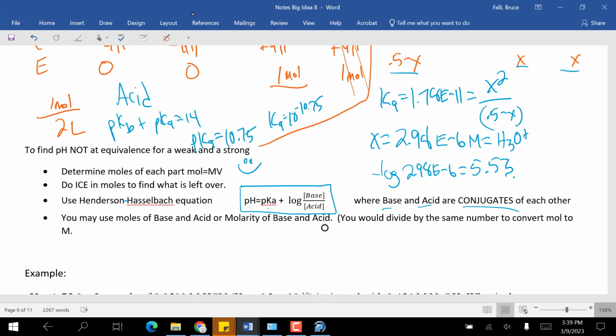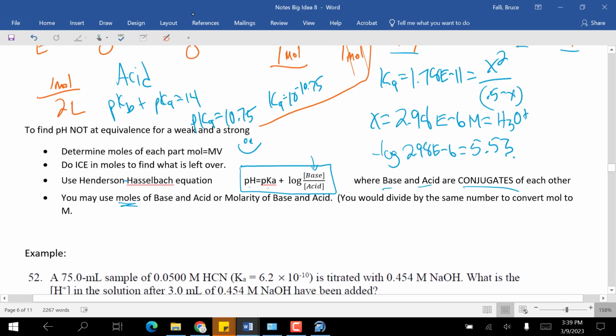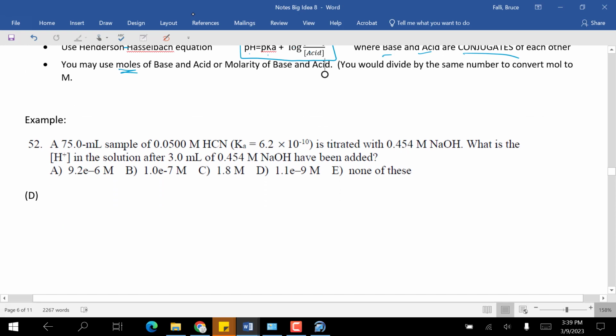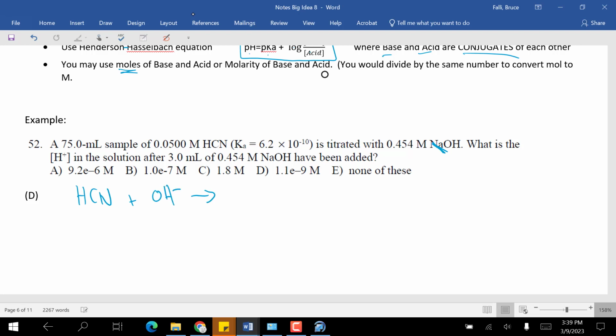You can also use, yeah, this is brackets, so that means molarity. You can also use moles, okay? So we're going to do the ICE in moles to find out what's left over. So here we go. 75 milliliter sample of 0.5 molar HCN is titrated with NaOH. So I hope this one will make sense to you. Remember how I don't believe in sodium? Plus OH negative will make our old friend H2O plus CN negative. Okay, so do you see how I have a weak acid and its conjugate? Okay, so I got to get moles of this.